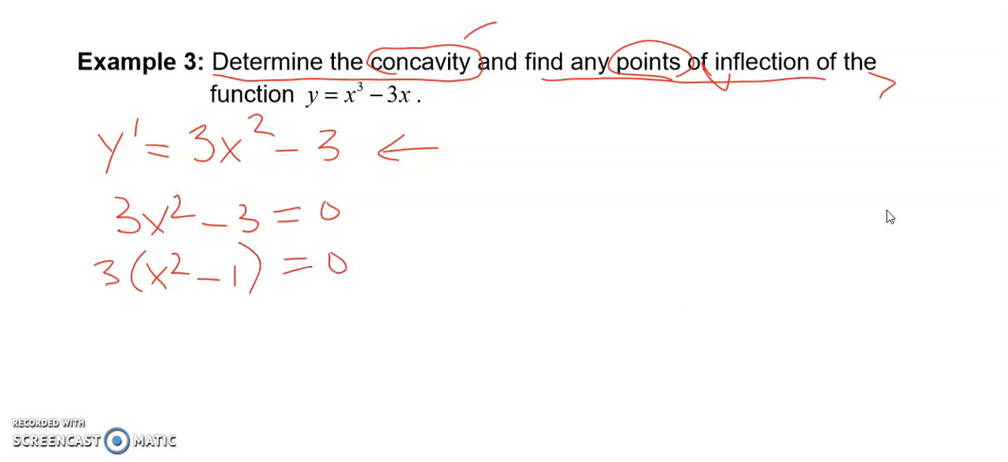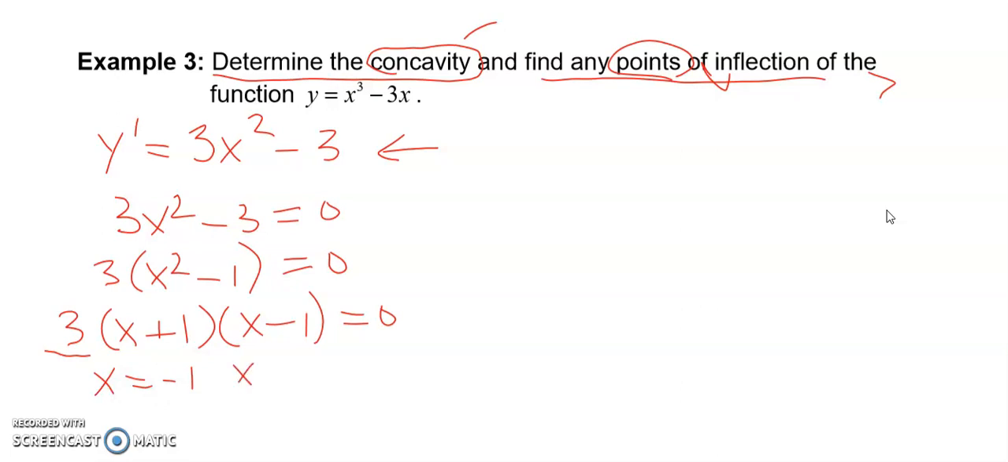Remember, now you're solving this, and by the way, that's the difference of 2 squares. So fortunately, you can factor into x plus 1 and x minus 1 equals 0. Of course, 3 will never equal 0, so that's not going to give you a solution. But x plus 1 equals 0 means x equals -1, and x minus 1 equals 0 means x is equal to +1. Now, let me just plug those back into the original function to get the y value.